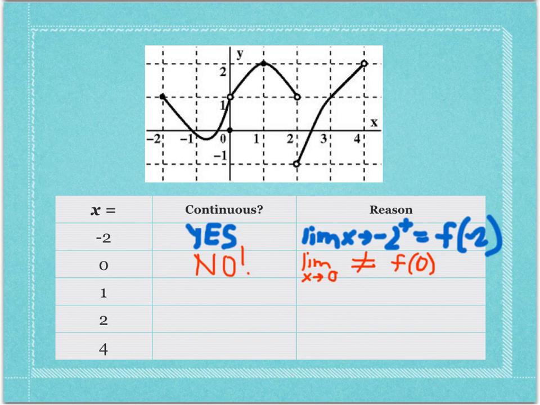Hopefully you're starting to get the hang of this a little bit. Alright, let's continue on here. Now let's look at +1. So here the point is defined. This is a pretty classic definition of continuity. It's a nice smooth curve.